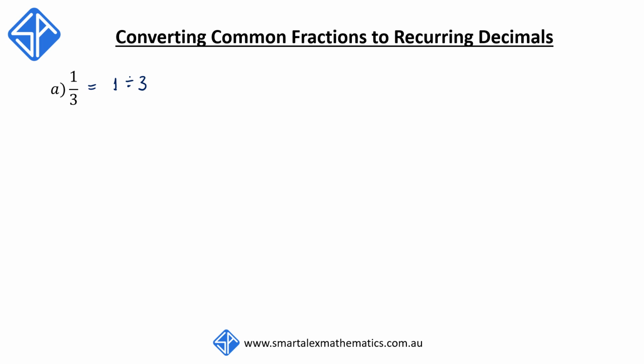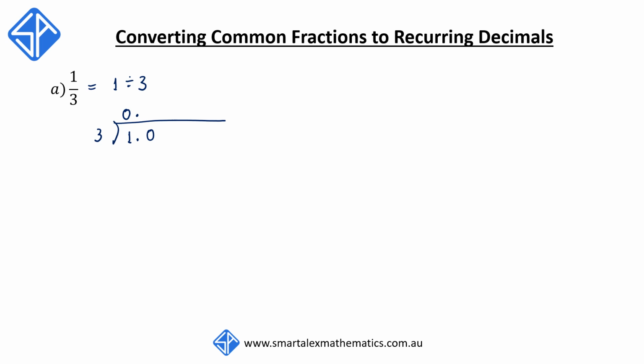If you've forgotten how to do long division, there is a link at the top right-hand corner that you can click to watch the video to help you revise. So with 1 divided by 3, we're going to put 1 inside the division bar and 3 on the outside. We ask ourselves, how many times does 3 go into 1? That's 0. Then we put a decimal point top and bottom and add on an extra 0.